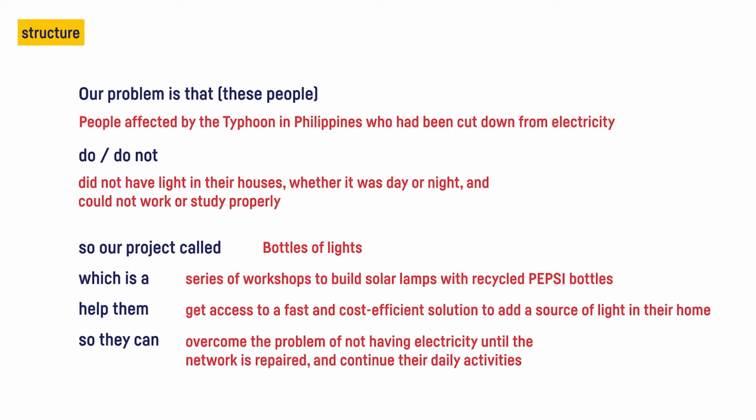So our project called Bottles of Light, which is a series of workshops to build solar lamps with recycled Pepsi bottles, helped them get access to a fast and cost-efficient solution to add a source of light in their home so that they can overcome the problem of not having electricity until the network is repaired and continue their daily activities in the meantime. This is the elevator pitch, the structure of what you've just seen. And if I was to tell that particular story in less than a minute to someone without the video, they would immediately understand what I mean.